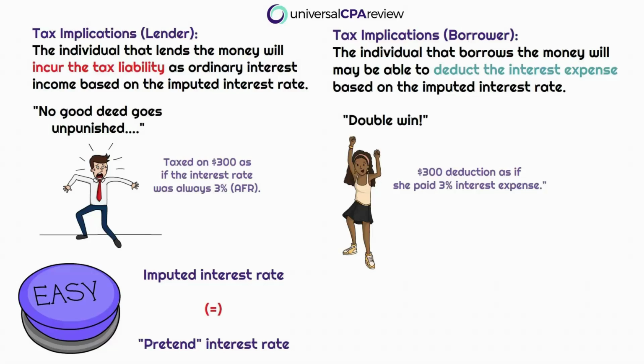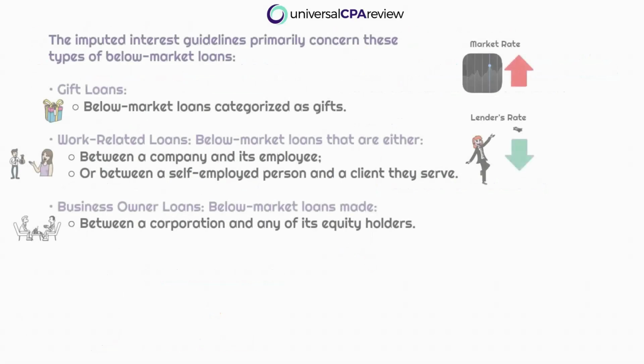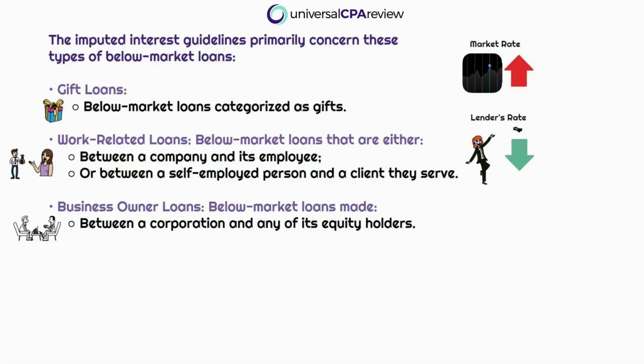Okay, so I want you to remember that the tax return is its own story in itself. And in this story, the IRS is making up this pretend imputed interest amount. So it's going to treat it as normal interest. So that's great for the borrower. Not only do they actually not have to pay any interest, but they also get to deduct it as if they did. Okay, so assuming that this is a business loan, the imputed interest guidelines primarily concern these types of below market loans. They will apply to gift loans, work-related loans, or business owner loans.